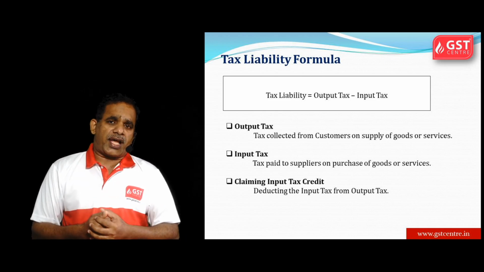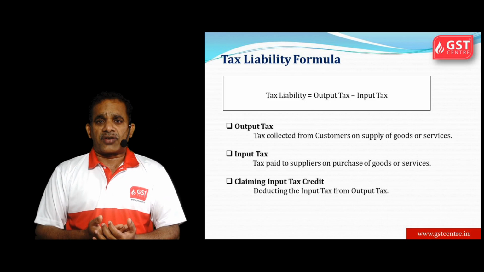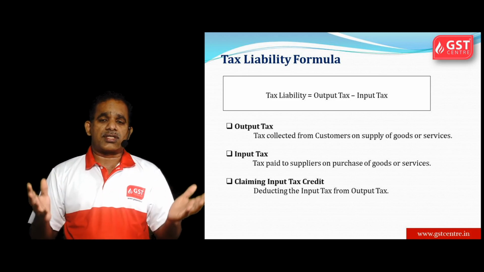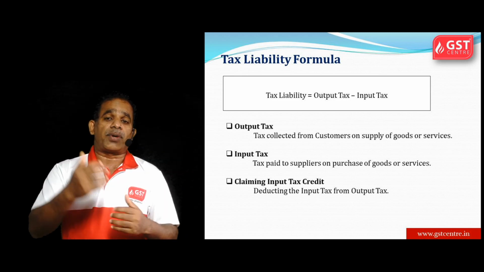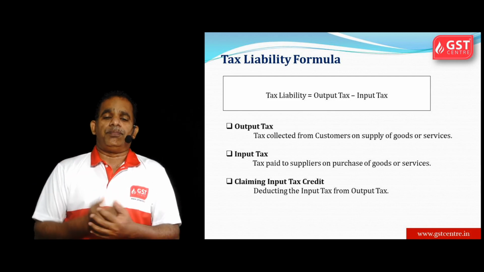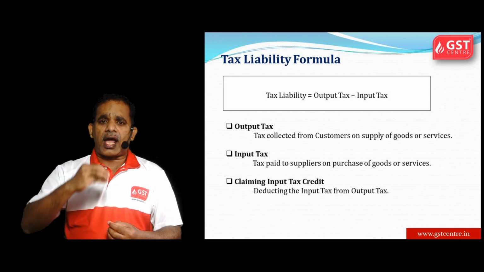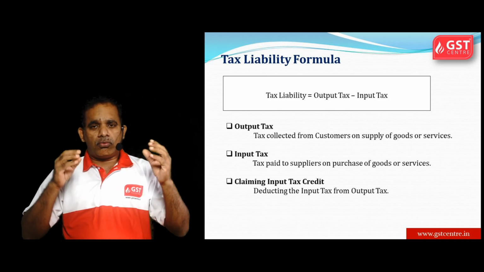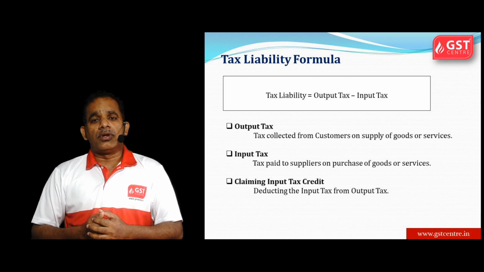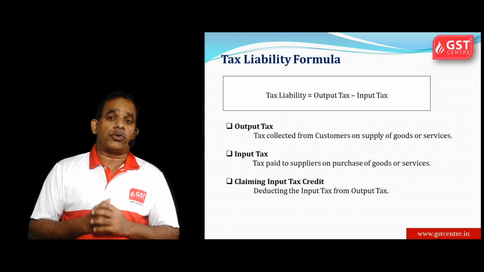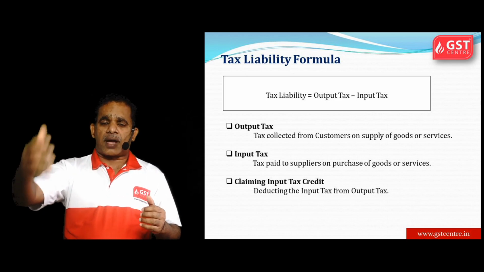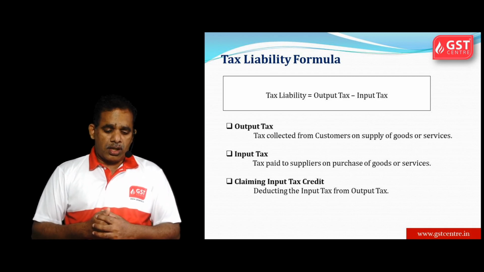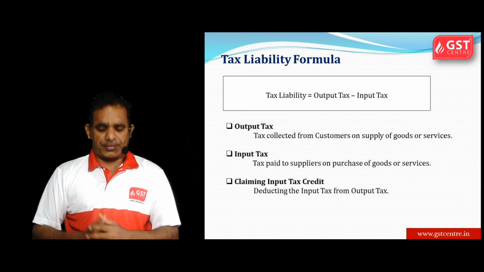Then what is input tax? For running my office, I need various services, telephone service, internet service, sometimes I need to buy stationery. All these I am getting from various suppliers, so I need to pay GST to them. What tax I am paying to my suppliers is called input tax. So for arriving at tax liability, you need to deduct input tax from your output tax. Means the tax paid to your suppliers should be deducted from the tax collected from your customers, and that facility is known as input tax credit.